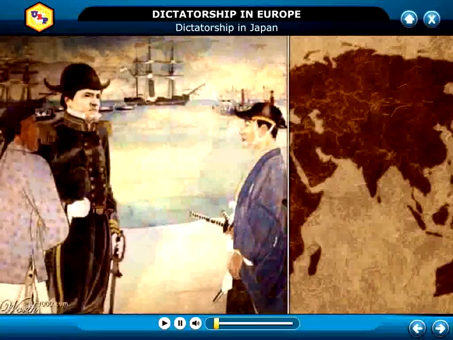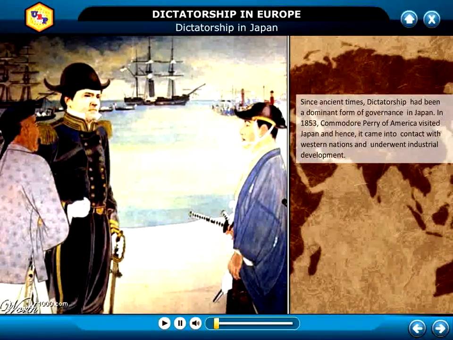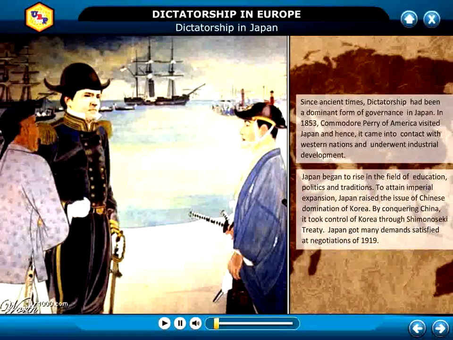Dictatorship in Japan. Since ancient times, dictatorship had been a dominant form of governance in Japan. In 1853, Commodore Perry of America visited Japan, and hence it came into contact with Western nations and underwent industrial development. Japan began to rise in the field of education, politics and traditions. To attain imperial expansion, Japan raised the issue of Chinese domination of Korea. By conquering China, it took control of Korea through the Shimonoseki Treaty. Japan got many demands satisfied at the negotiations of 1919.